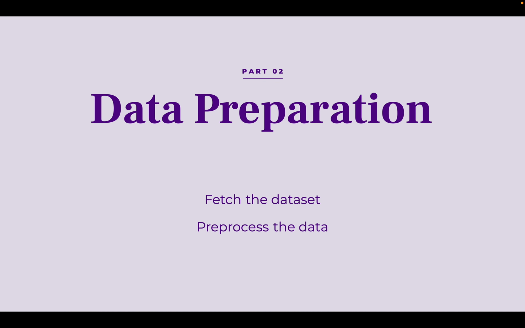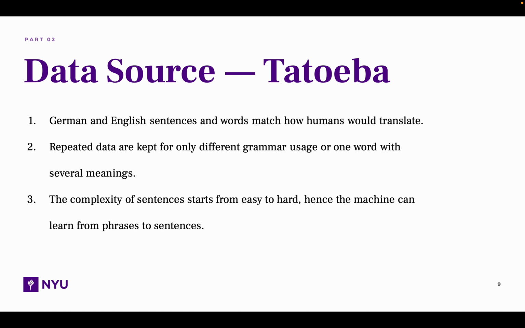Data preparation part. After reading data from different databases, we choose this one from the beta website. It has 3 assets. Firstly, its language is natural, similar to the real-life use cases. Secondly, the data is succinct, with only a few repetitions, which is for different grammar usage. And lastly, the complexity of the sentences is from easy to hard, which is easier for the machine to learn.